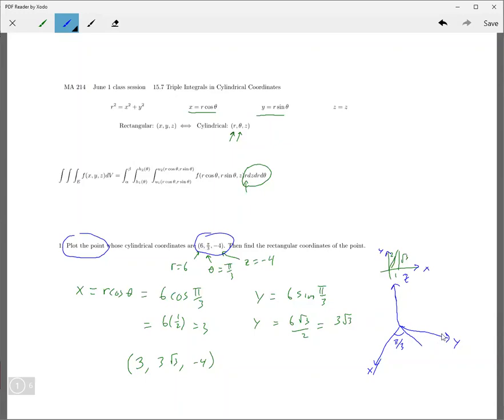And then the radius is 6. That's this distance right here, 6. So that would be 6, the length of this. And then going down by -4. Okay, so that's where the point's going to be. That's what it's going to look like.